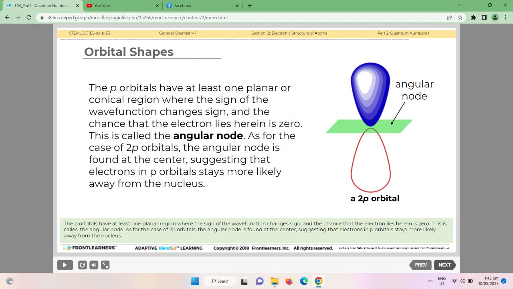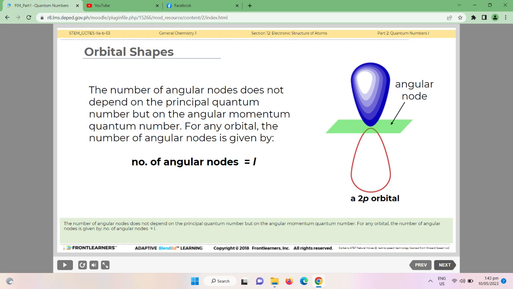The p orbitals have at least one planar region where the wave function changes sign, and the chance that the electron lies here is 0. This is called the angular node. As for the case of 2p orbitals, the angular node is found at the center, suggesting that electrons in p orbitals are more likely to stay away from the nucleus. The number of angular nodes does not depend on the principal quantum number, but on the angular momentum quantum number. For any orbital, the number of angular nodes is equal to L.